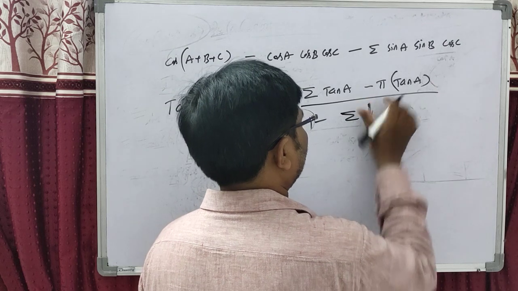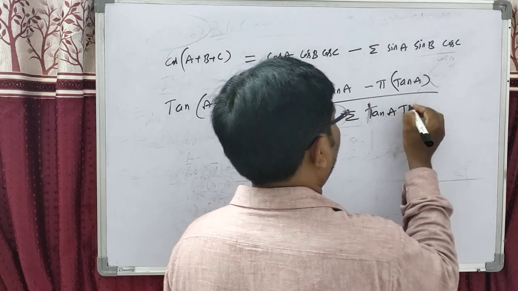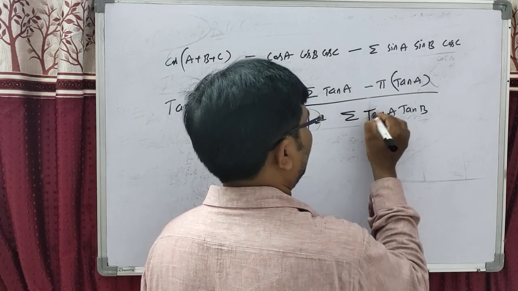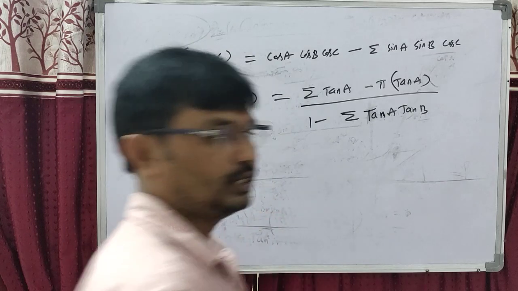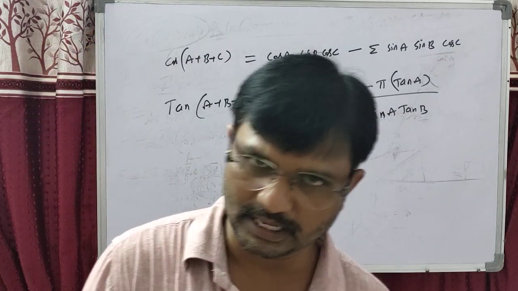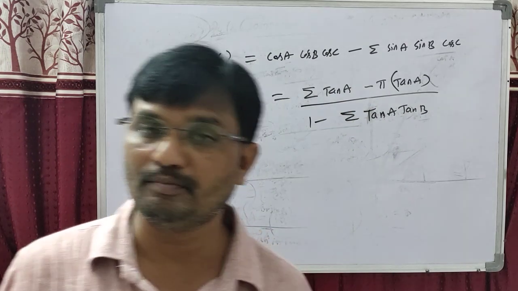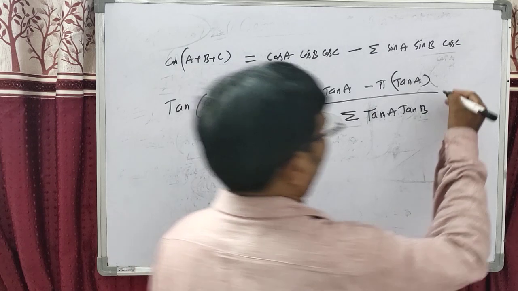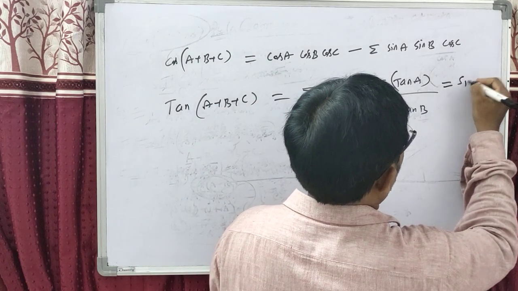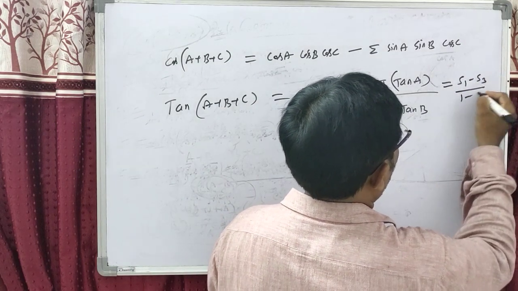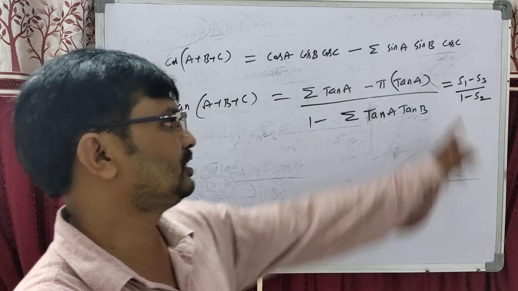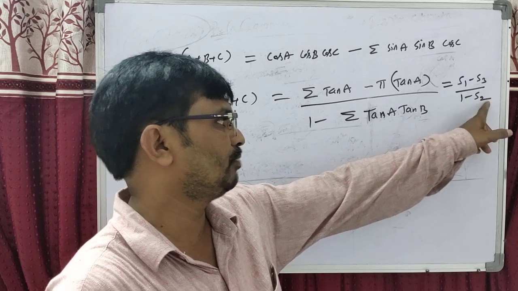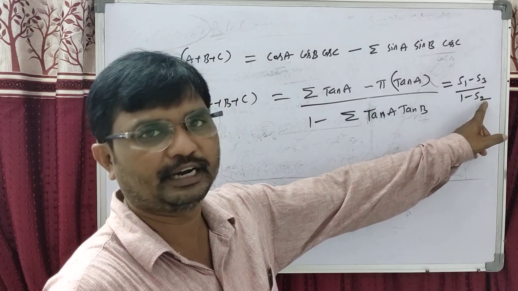Dear students, what is the meaning of sigma tan A tan B? It means tan A tan B plus tan B tan C plus tan C tan A. You can simply remember this as S1 minus S3 by 1 minus S2. Dear students, this is the sum of all, here the sum of the products taken two at a time.